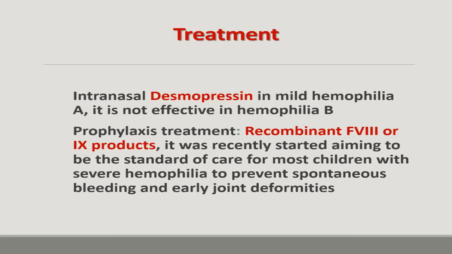Prophylaxis treatment is nowadays used, especially in developed countries, using recombinant factor 8 or 9 products. It is aiming to be the standard of care for most children with severe hemophilia, to prevent spontaneous bleeding and early joint deformity, and to have a good quality of life.